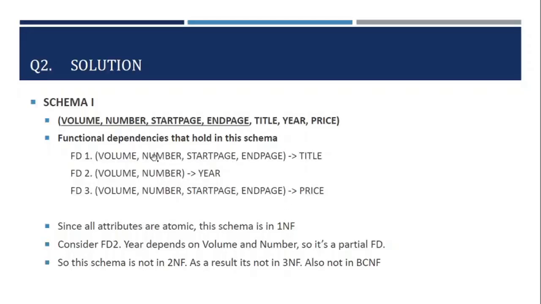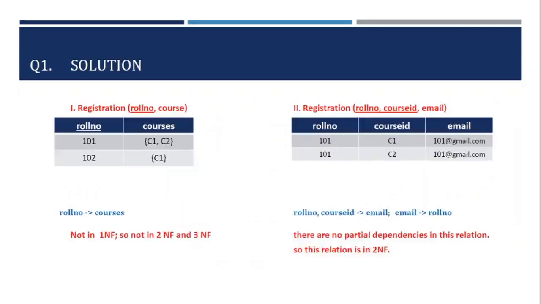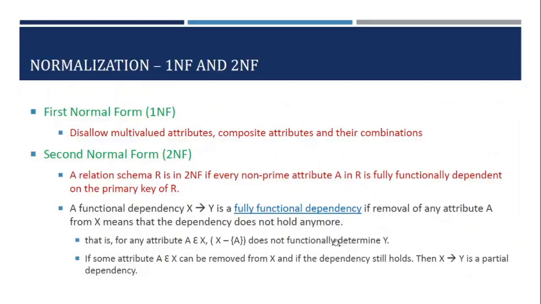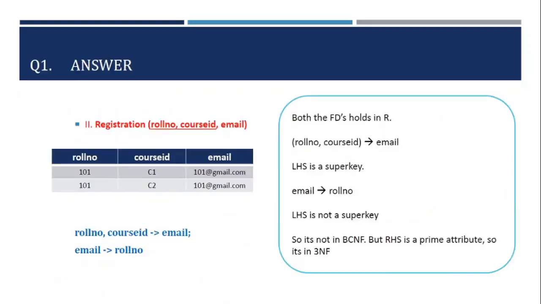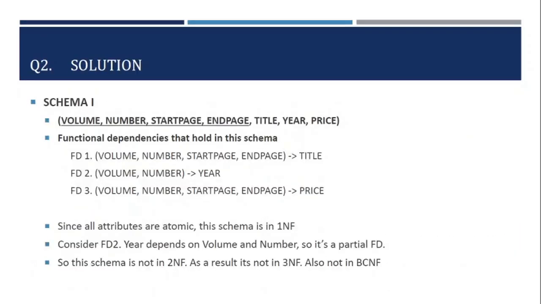First, let us check whether this schema is in first normal form. Now, all are atomic attributes. There are no multivalued or composite attributes. So, as a result, this schema is in first normal form. Next, we have to consider whether this is in second normal form. So, what do you mean by second normal form? There should not be any partial dependencies. We should always have only fully functional dependencies.